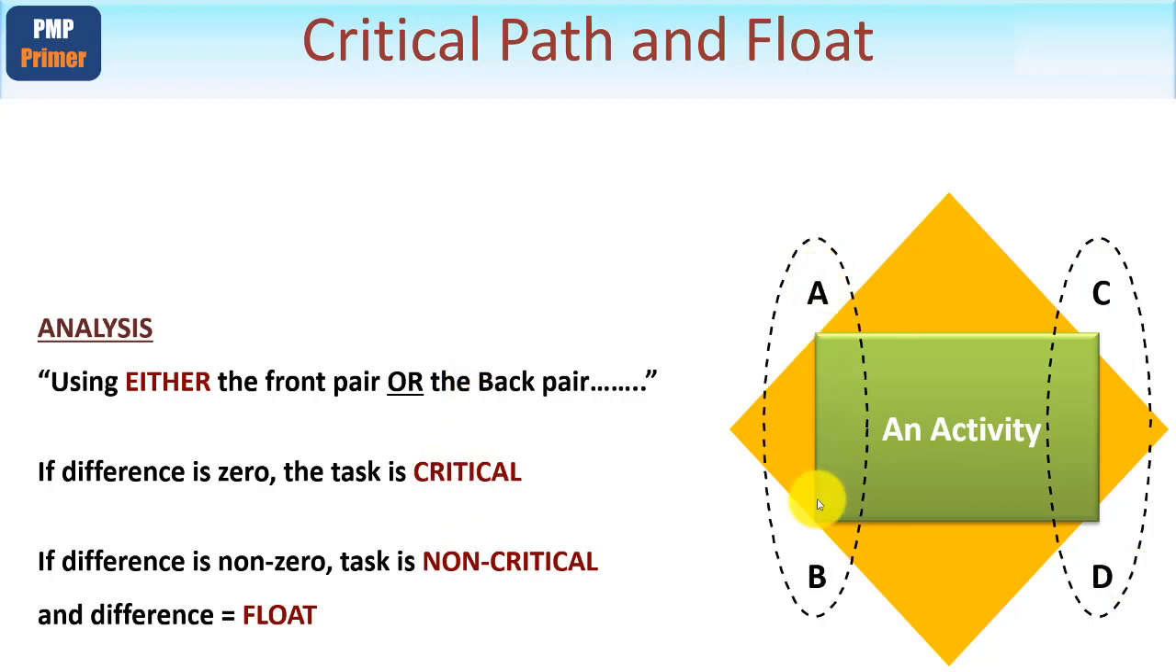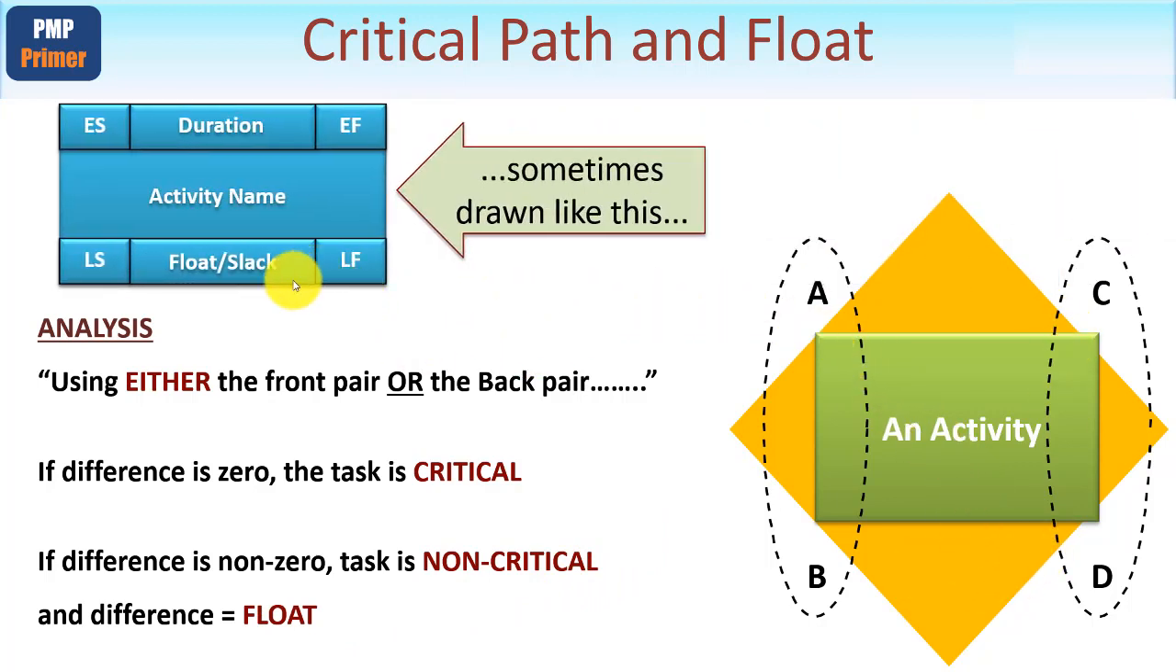If the difference between these two numbers is 0, in other words, they're both the same number, then that's a critical task. If there is a difference between these, then these are non-critical tasks, and that difference gives you the float. And I've just been sticking these numbers outside of little boxes. You may well see it drawn more neatly like this, where you have a box representing an activity, and top left is where A goes, bottom left is where B goes, and so on. You'll notice now they're given names, which I'll come to.